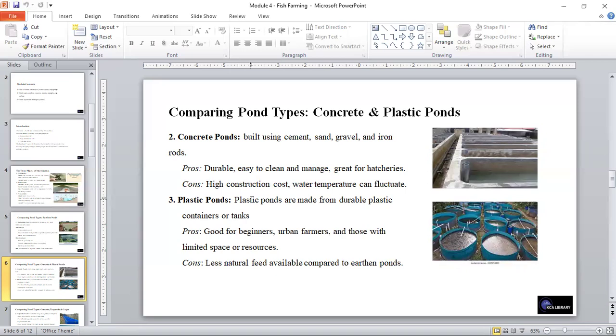The plastic ponds are made from durable plastic containers or tanks. And it is good for beginners, urban farmers, and those with limited space or resources. However, less natural feed is available compared to the earthen pond.